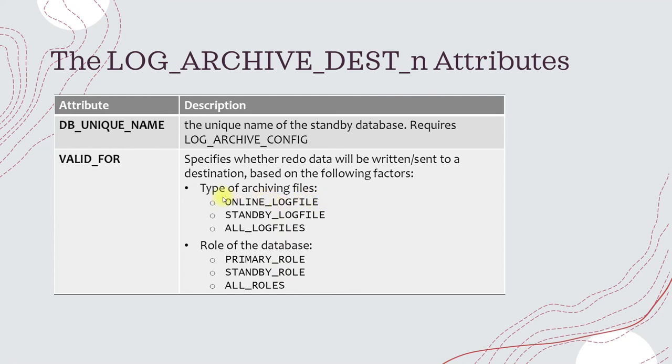So let's take an example. If you're taking online log file and you're taking primary role, it means that if I am a primary database, and let's say you are specifying this parameter in the primary database, that particular log archive destination will be used just to send the redo logs. But when there is a role transition later, during a failover or switchover, that particular destination will not be used to send the redo logs, because you are now the standby after the failover or switchover.